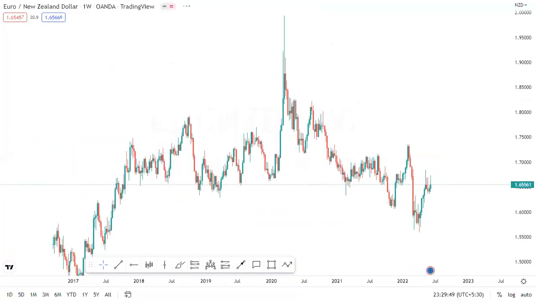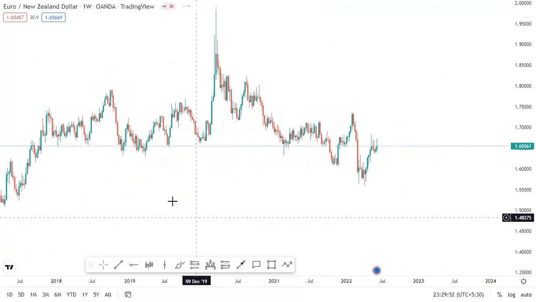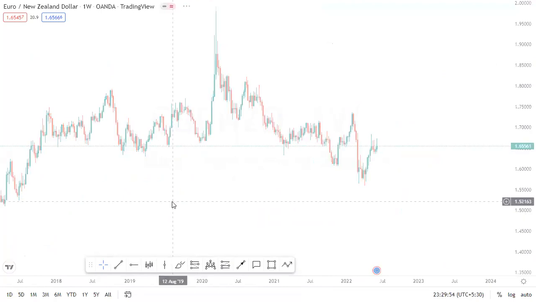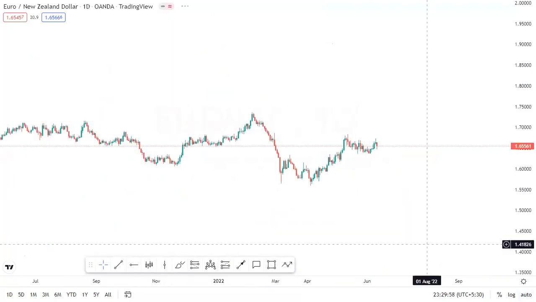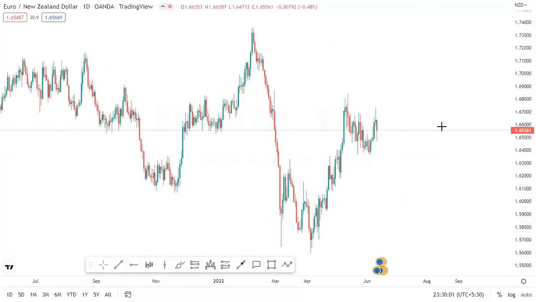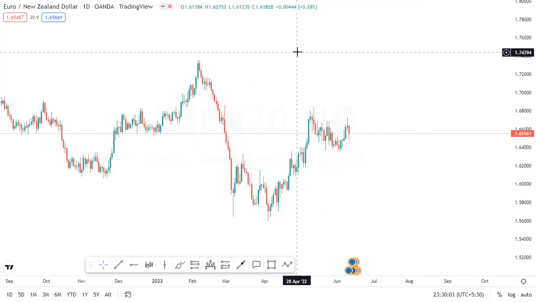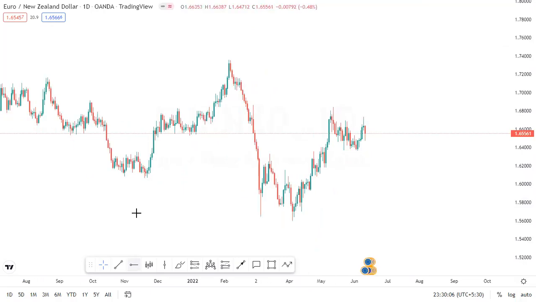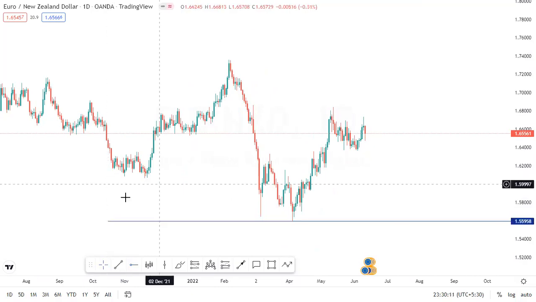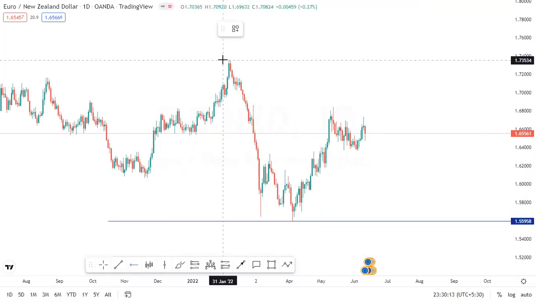Yes, sir. So here I'm gonna go to the daily. Don't forget to do the basics, the higher high and the lower low. Always, even if you're an expert. So here it's my low, it's my lower low, and here it's my higher high.